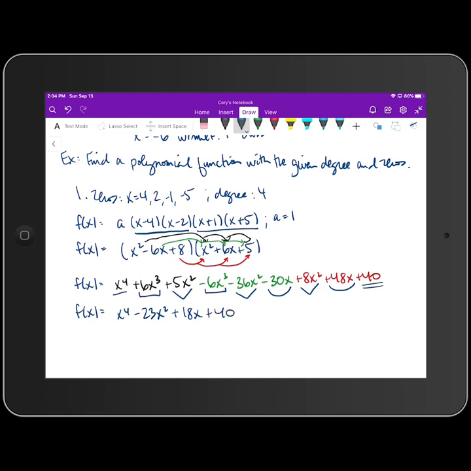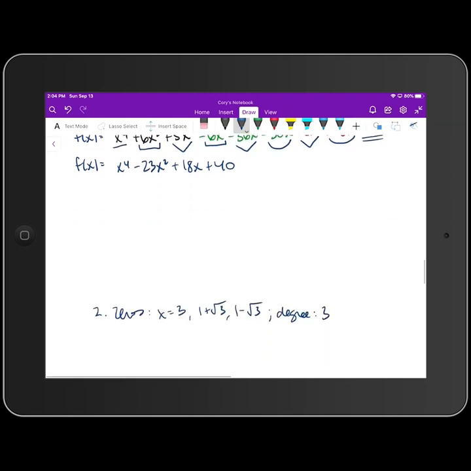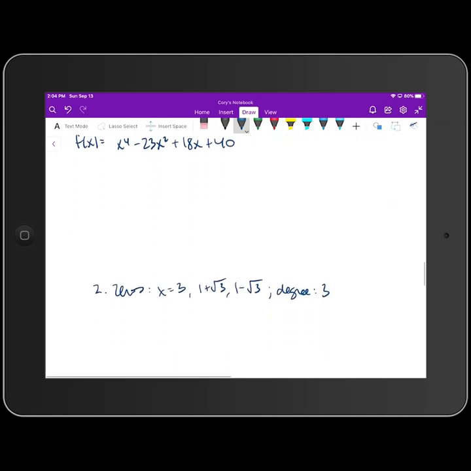All right, so that right there is our polynomial function. That's going to have the correct degree, which it does, that is of degree 4, and it's going to have those zeros of 4, 2, negative 1, and negative 5. All right, let's move on to the next one. Next one's going to be a little bit trickier.